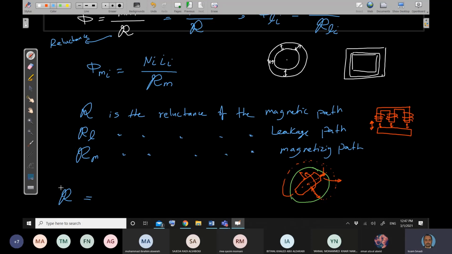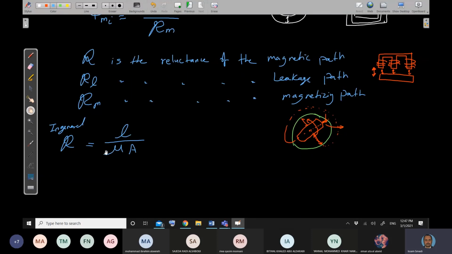Now, in general, we know that the reluctance has a relation with the geometry and the type of the material. So in general, here I can write that the reluctance is equal to the length of the material over mu multiplied by the cross-section area. So L is the equivalent length of the magnetic path, and A is the cross-section area.